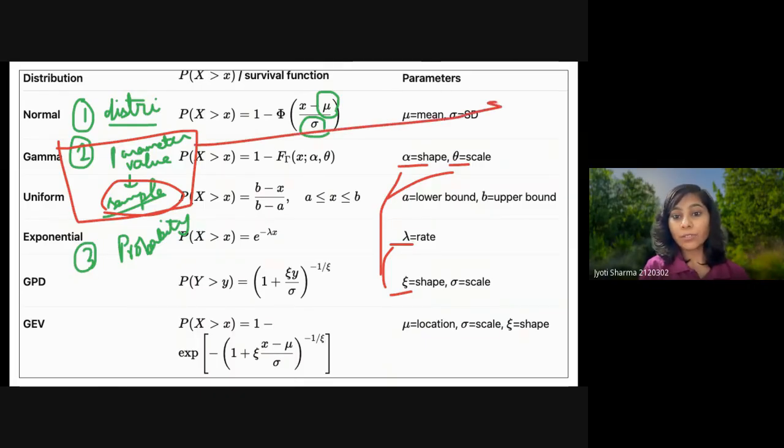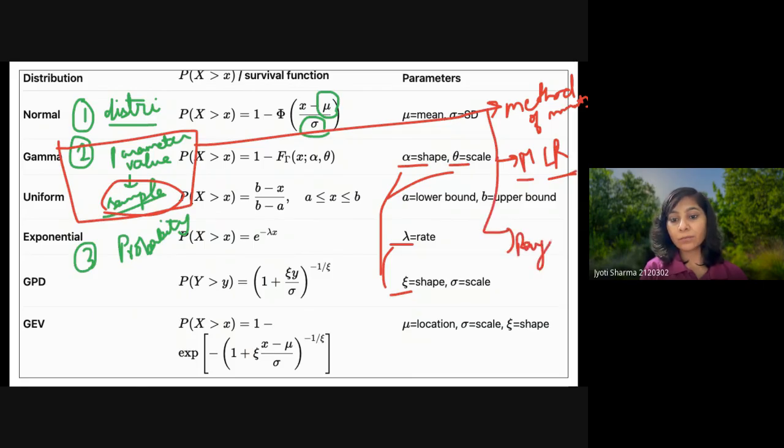Have you heard about the method of moments? There is one method, the method of moments, for calculating this. The second is MLE, the maximum likelihood method. Then we also have the Bayesian method, and 4 or 5 more methods.